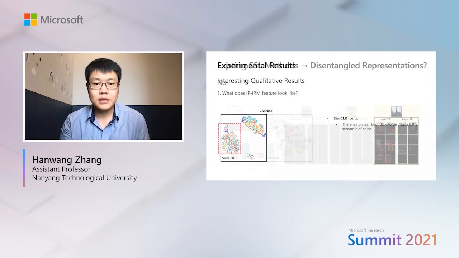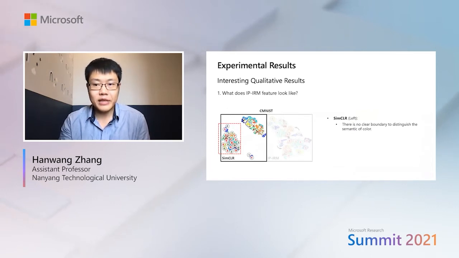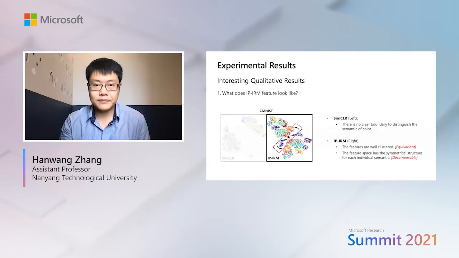The left figure visualizes the features learned by SimCLR and our iPerm on the colored MNIST dataset. For SimCLR features, it is obvious that there's no clear boundary to distinguish the semantic of the colors in the SimCLR feature space. Besides, the features of the same digit semantics are scattered in two regions.